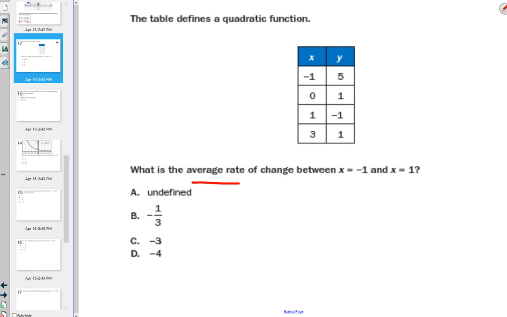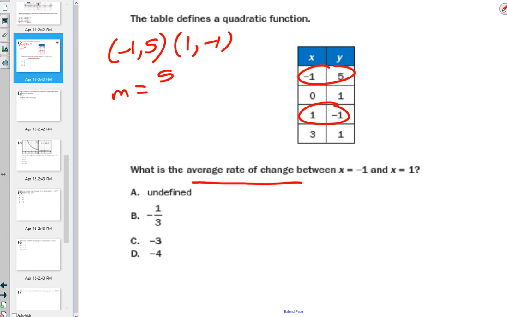What's another word for average rate of change? Slope. So they want to know what is the slope when x is negative 1 and when x is positive 1. So what is the slope between (-1, 5) and (1, -1)? Subtract the y's on top, subtract the x's on the bottom. 6 over -2 is -3.